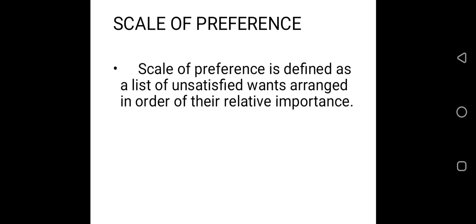Scale of preference. Scale of preference is defined as a list of unsatisfied wants arranged in order of their relative importance. In other words, it is a list showing the order in which we want to satisfy our wants, arranged in order of priority. In the scale of preference, the most pressing wants come first and the least pressing ones come last. It is after the first in the list has been satisfied that there will be room for others to be satisfied.